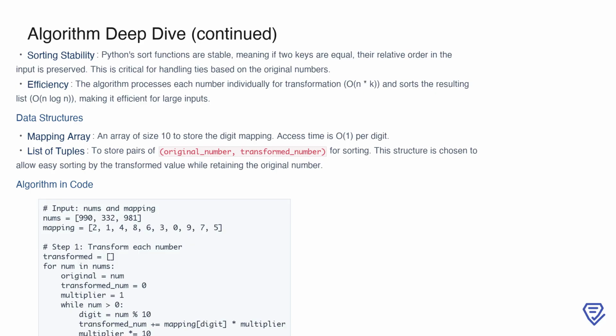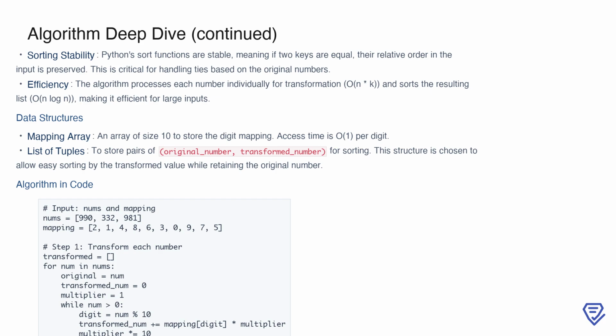In terms of efficiency, the algorithm processes each number individually to perform the transformation, which takes O(k) time for n numbers with an average of k digits each. Sorting the resulting list of tuples takes O(n log n), making the overall algorithm efficient even for larger inputs.